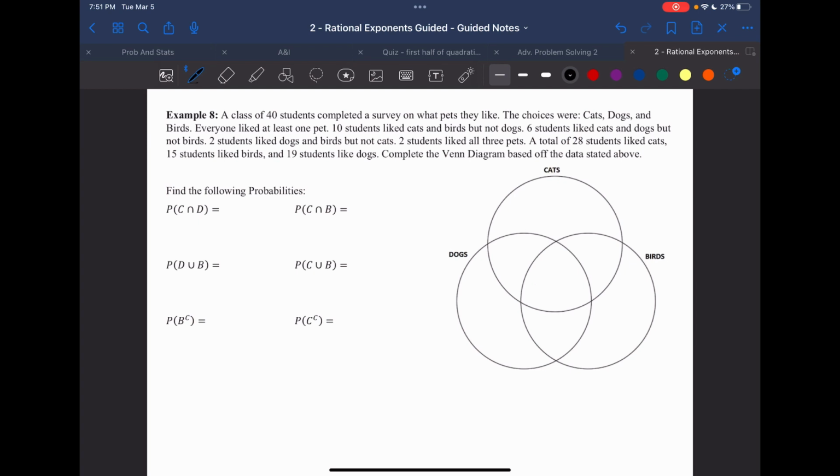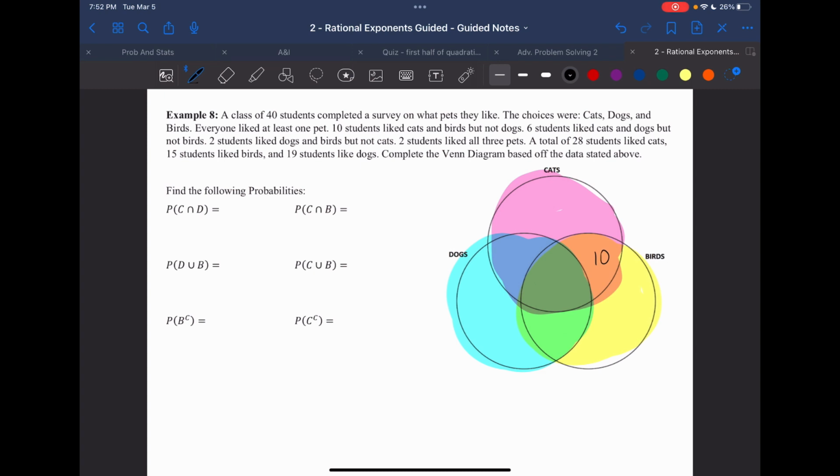What's nice is if you fill this in, kind of like with a highlighter. So cats, birds, and then dogs, like so. That can help maybe visualize more since there's 3 colors and they blend a little differently. So 10 like cats and birds, but not dogs. So cats was pink, birds was yellow, so that should make an orange color, which is right here.